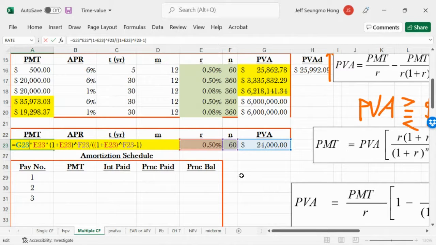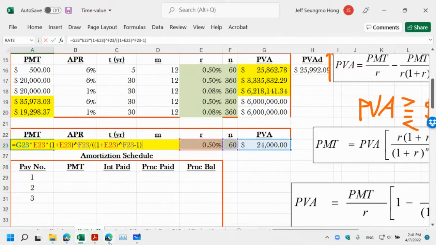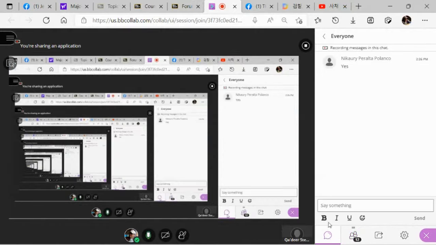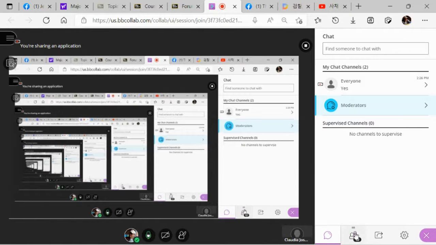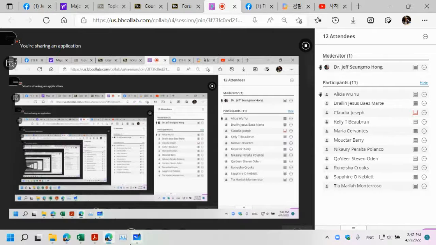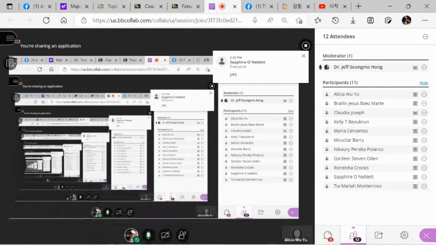Everyone got the same result? Everyone got the same result? Everyone is awfully quiet. Did you get the same result, everyone? Was it Claudia that said? So you got the same result, everyone? Alicia, did you get the same result? Claudia, did you get the same result? I'm trying. Okay. All right, Sapphire. Okay.